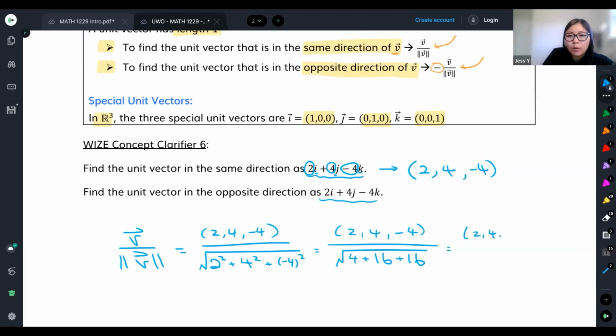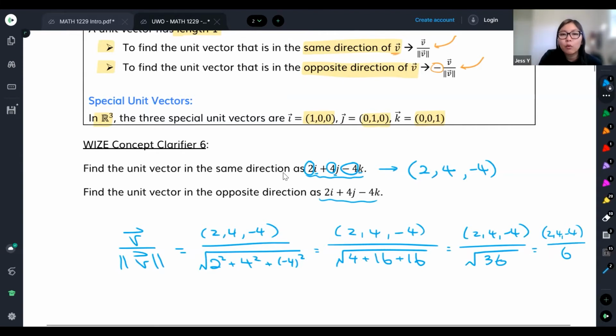So this is 2, 4, -4. Then I have the square root of 4 plus 16, that's what, 20? And then add another 16, that's 36. Oh, that's a nice number. You need to know your perfect squares, like 1 squared, 2 squared, 3 squared, up to 10 squared, okay? Know those ones. They expect you to know it without a calculator. So we know that 36 is actually 6 squared, 6 times 6. So the square root of 36 is going to be 6. So this is 2, 4, -4 divided by 6. That is the unit vector that's in the same direction as 2, 4, -4.